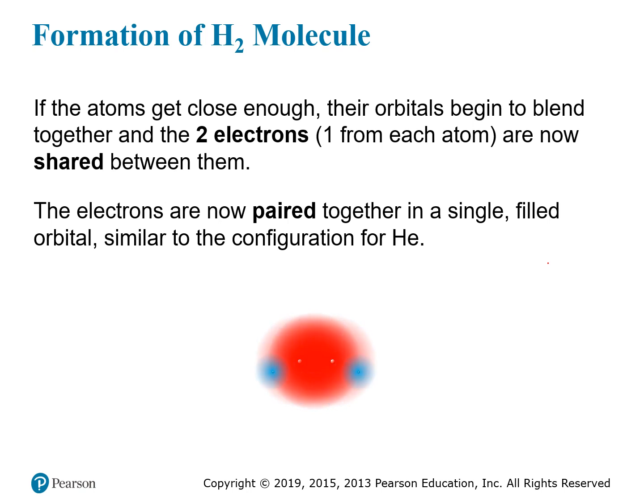And this is a configuration that's similar to helium. Helium is a noble gas because it has a 1s orbital that has two electrons in it. It's a filled orbital in a filled energy level. So this is similar to that. The hydrogen molecule has an electron configuration somewhat similar to helium.